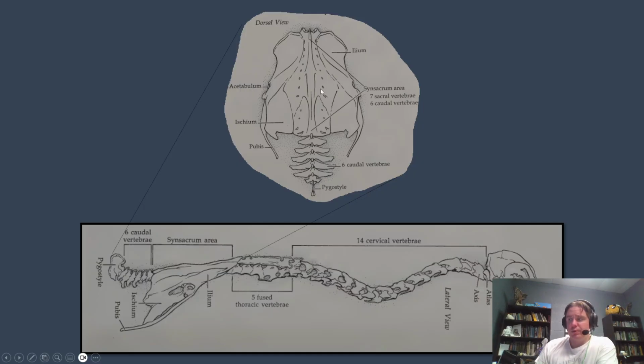So what does that do? Well, it redistributes mass and creates incredible rigidity across this structure. That's what it does, and that's what it's for.